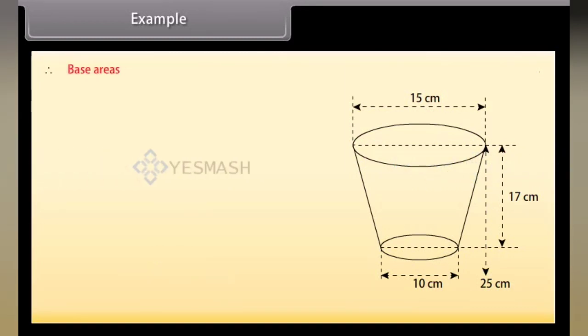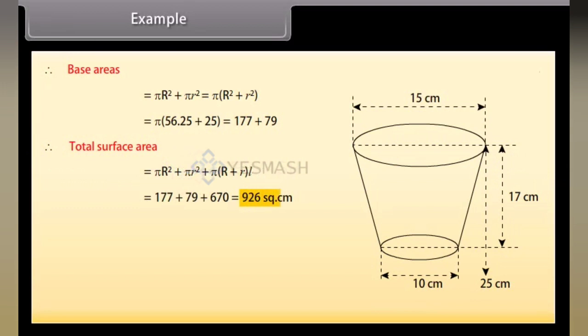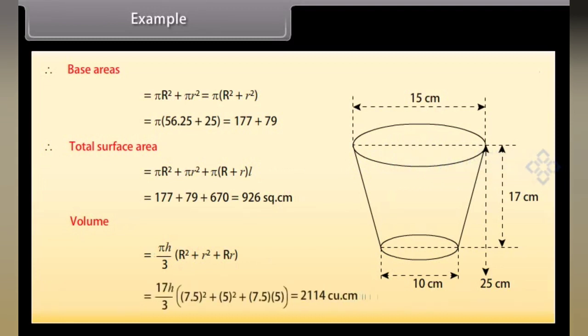Therefore, base area is equal to, this is equal to 177 plus 79. Therefore, total surface area is equal to, which gives us 926 square centimeter. Now we know that volume of the frustum of the cone is, substituting the values, we get volume which is equal to 2114 cubic centimeter.